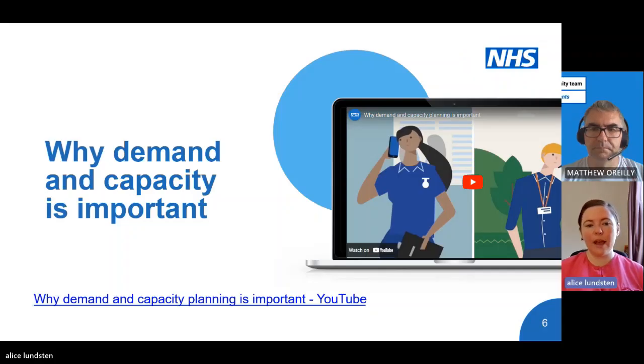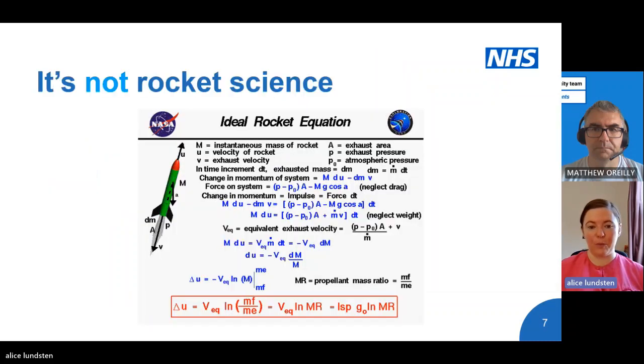So hopefully that has given you an overview of why it's important and why it's something that you'd want to be doing. And now we're going to go into a little bit more of the details of the what, the how and the when. So before we go into what modelling is, I'm going to start with what it's not. It is not rocket science.